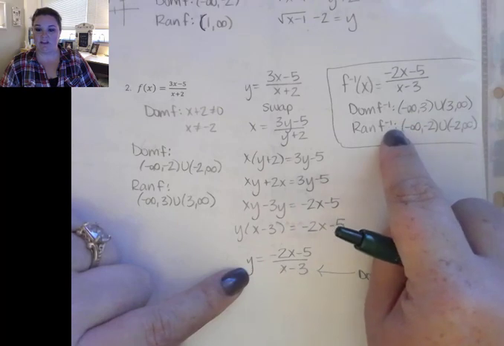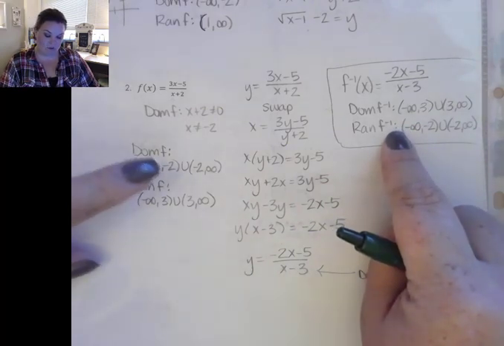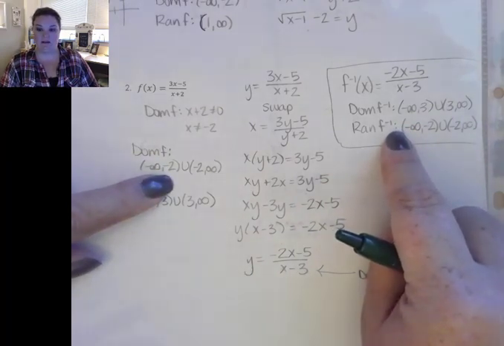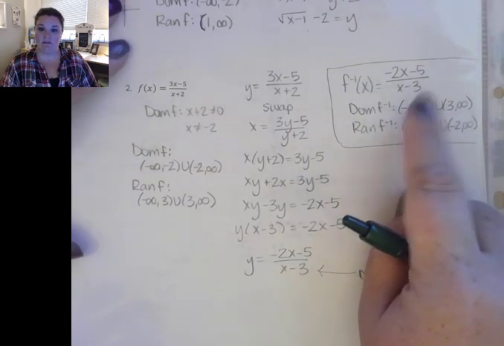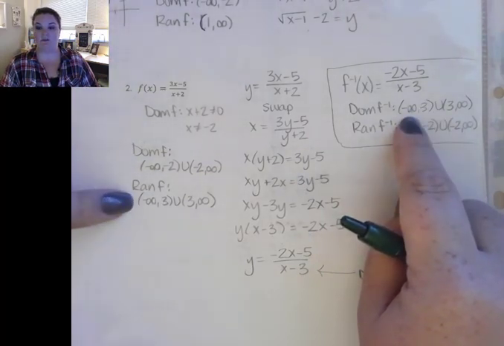So the domain of our inverse is all real numbers except for 3. And then we know the range of our new function because it's the domain of our original. Okay, and then vice versa. Now that we know the domain of the inverse, we should know the range of the original.